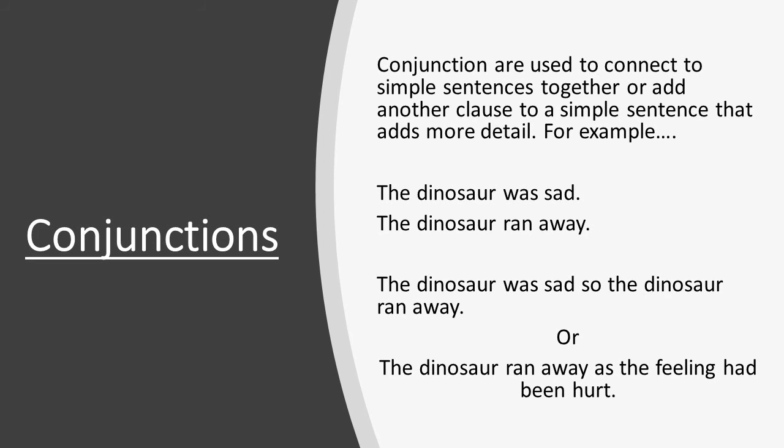Conjunctions are used to connect simple sentences together or add another clause to a simple sentence that adds more detail. For example, the dinosaur was sad. The dinosaur ran away. These can be connected using a conjunction. The dinosaur was sad, so the dinosaur ran away. Or we can add more detail to a simple sentence, like, the dinosaur ran away as her feelings had been hurt.